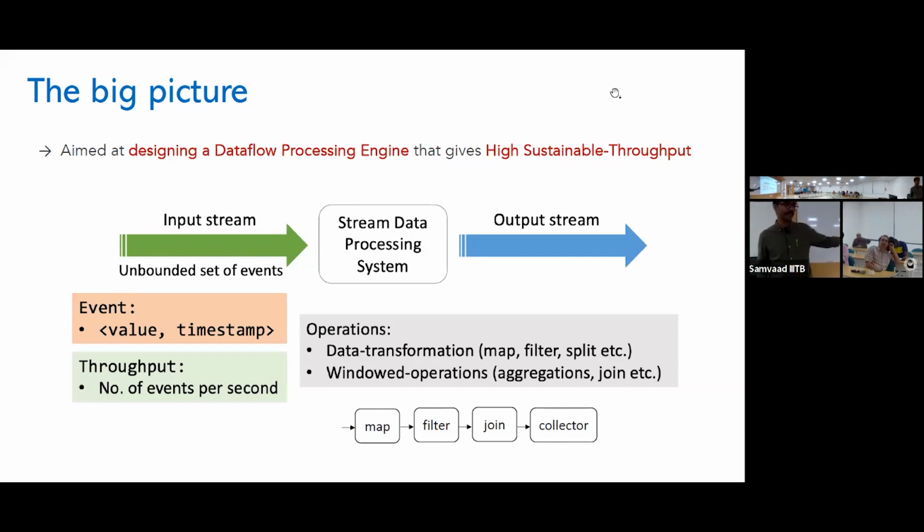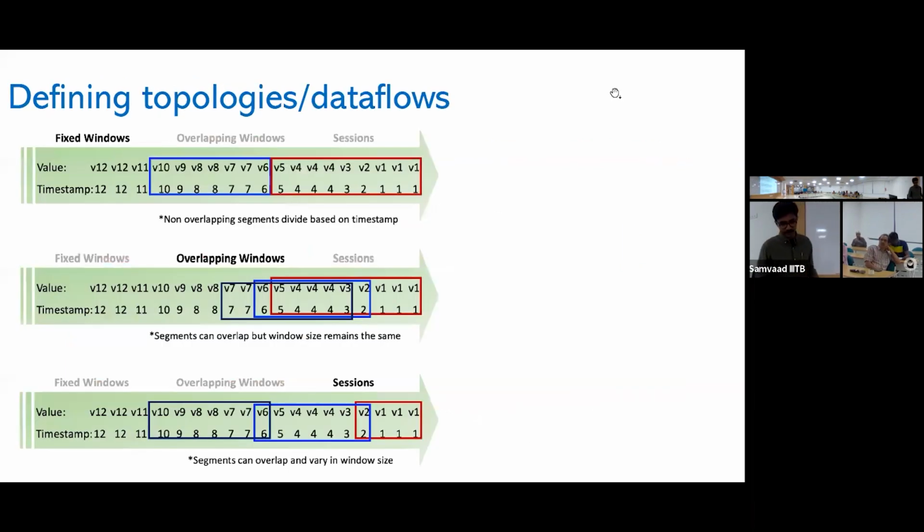So this is nothing but the data flow. That's where the importance of a data flow processing engine comes into the picture. Slightly going back to the same setting where you have multiple streams, the first one is the fixed window. As the name indicates, these are non-overlapping segments divided based on the temporal aspects. Then it can be an overlapping window, or it can be sessions, where segments can overlap and also vary in size.